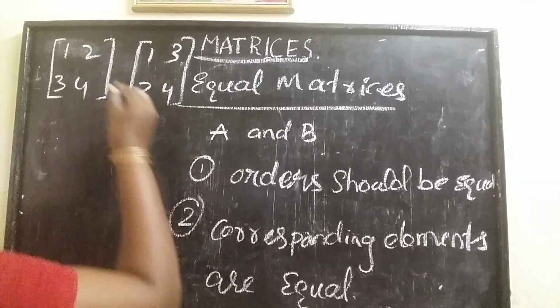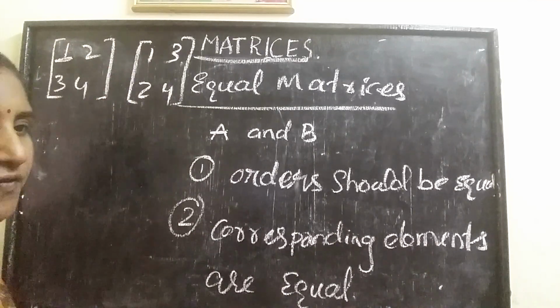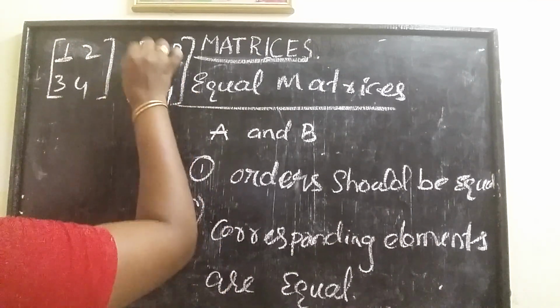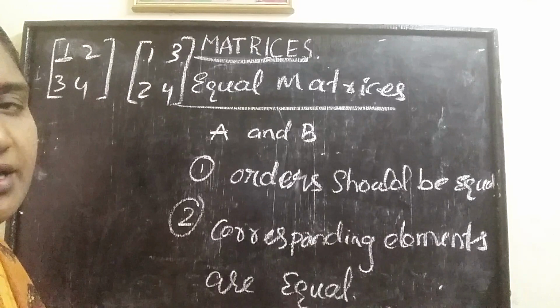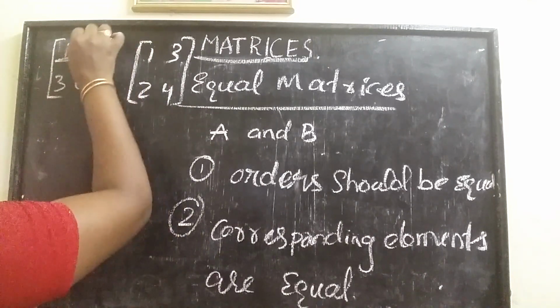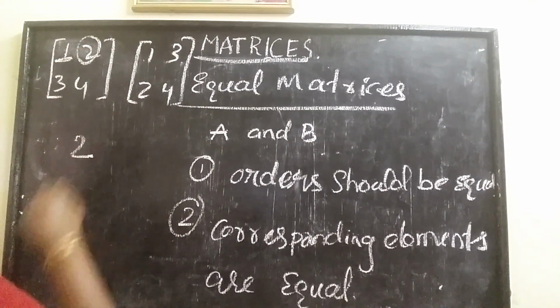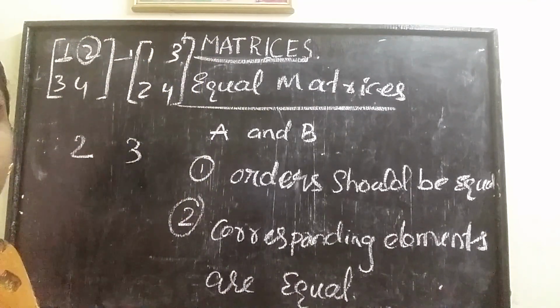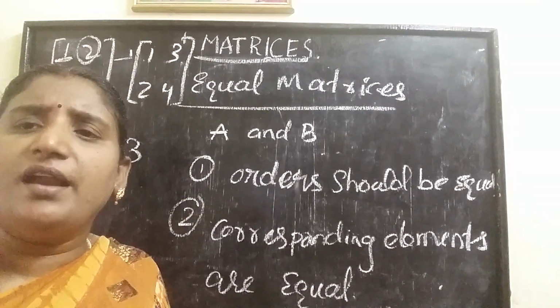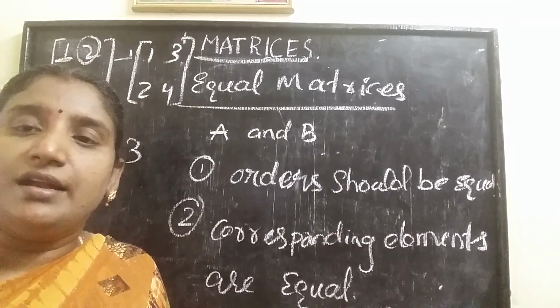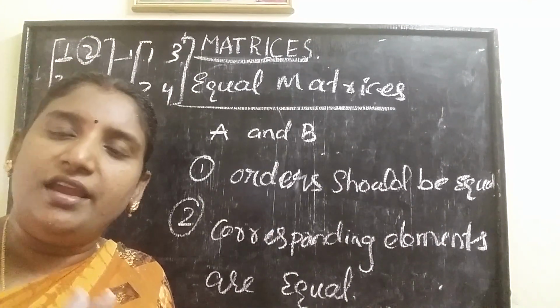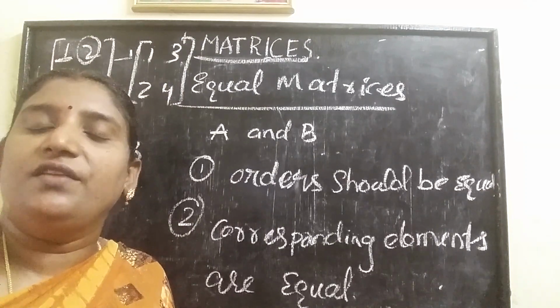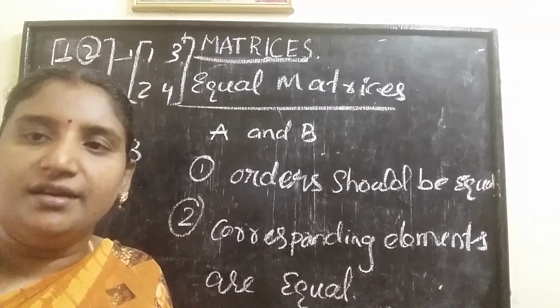See here, a11 is the first row first column position, and here the first row first column position is equal, no problem. Then what about the second one? In the first row second column the element is 2 here, and in the first row second column the element is 3 there. These two are not equal. That's why these two matrices are not equal. Compulsorily the corresponding elements should be equal, then only we can say that the two matrices are equal.